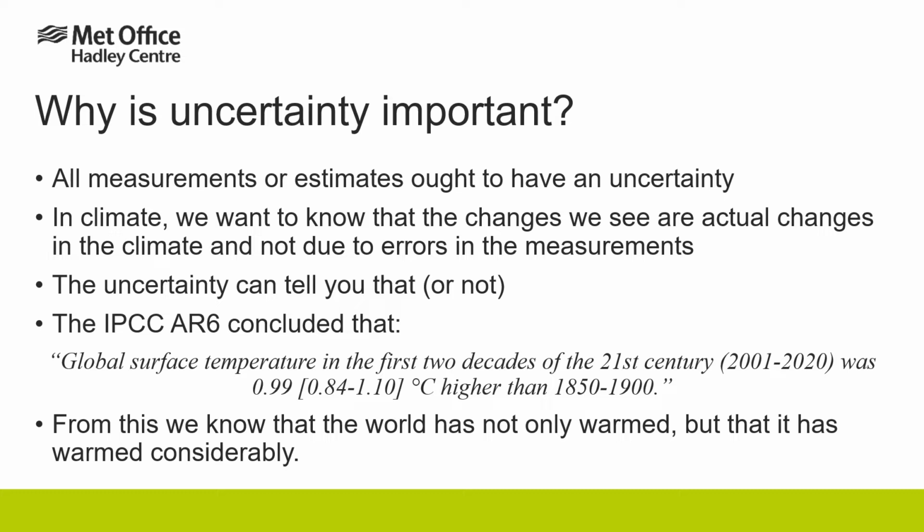So to give you a concrete climate example, we have this statement from the IPCC's sixth assessment report. One of their conclusions was that global surface temperature in the first 2 decades of the 21st century was 0.99, that's 0.84 to 1.10 degrees C higher than the 1850 to 1900 average. So from this, we know not only that the world has warmed, the best estimate is 0.99 degrees C, but also that it has warmed considerably, even at the lower end of that uncertainty range, from 0.84 to 1.10. And at the upper end, it's warmed even more than the best estimate.